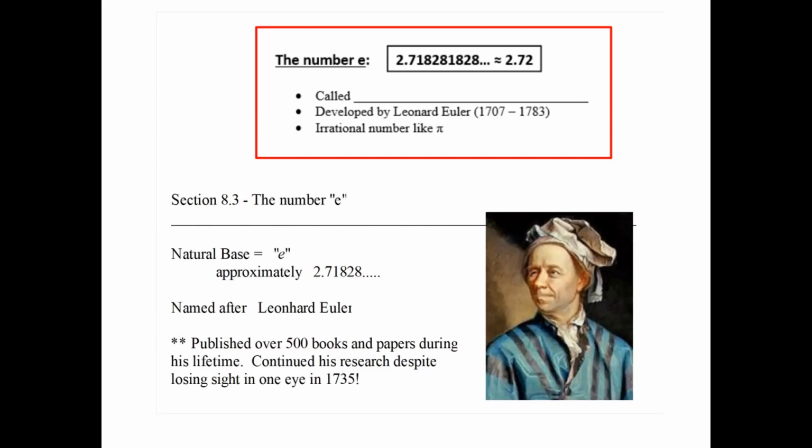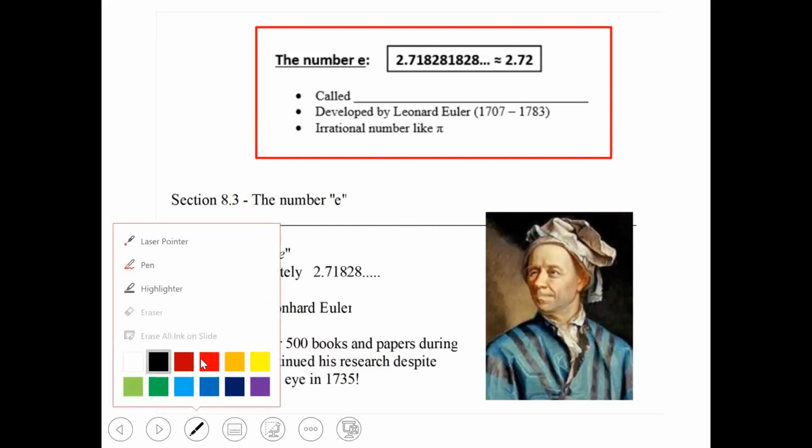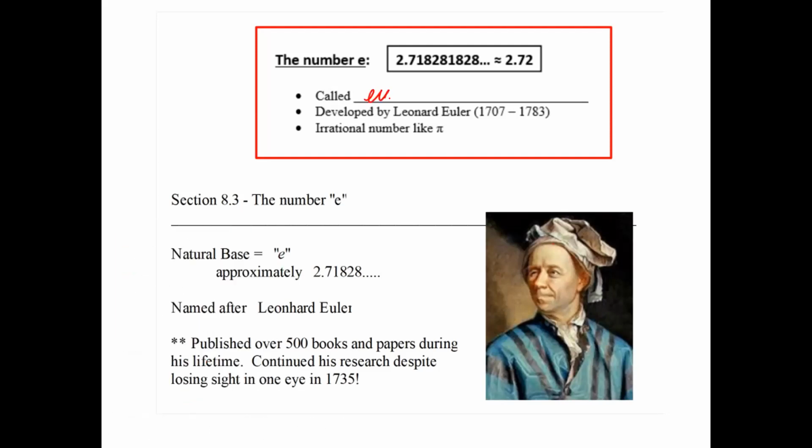I'm going to introduce you guys to a new thing called E, and that E is called Euler's number. Euler also invented pi, which is 3.141578, and so on and so forth. E is called the natural base, and on your calculator, it is equal to 2.71828.